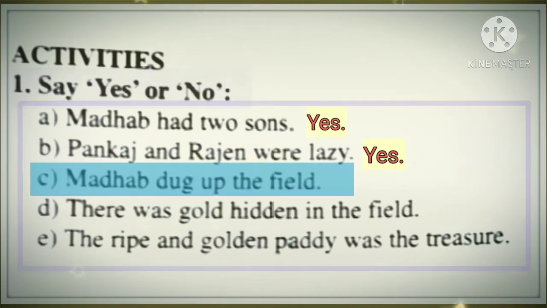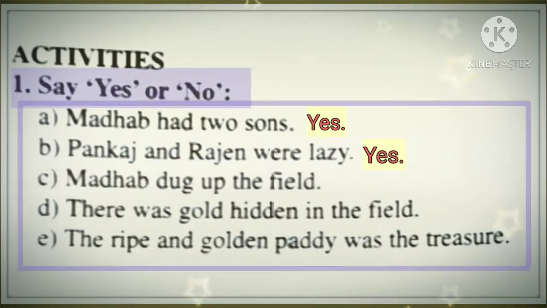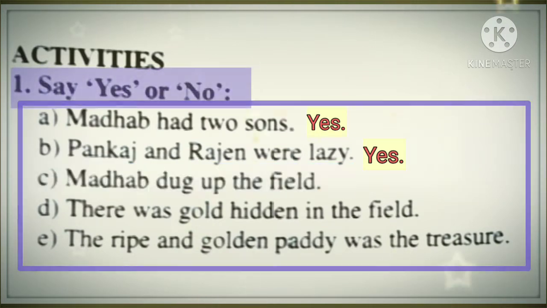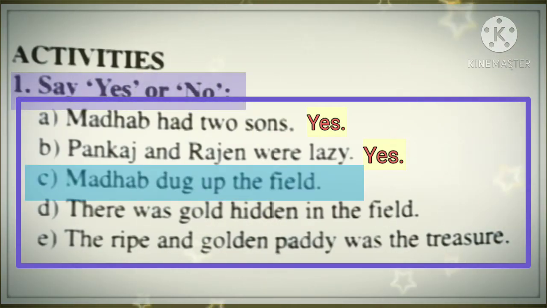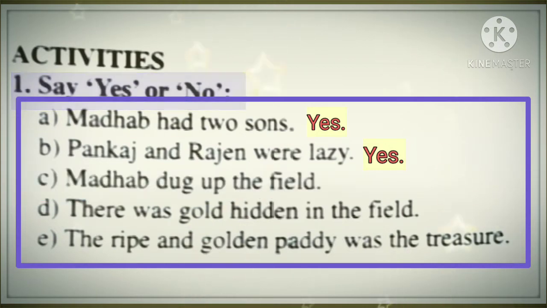Statement C, Madhav dug up the field. Students, notice here, in the second page of the story, it is given, they dug up the whole field but found no treasure. So students, who are the 'they' here? Look at the previous line. It is written, Pankaj and Rajan went to the field and began to dig the field. 'They' here means Pankaj and Rajan. So the statement Madhav dug up the field is false. And we will write here no.